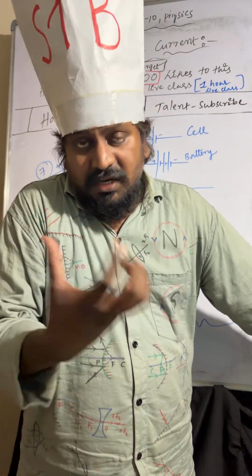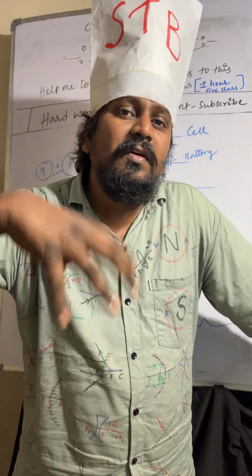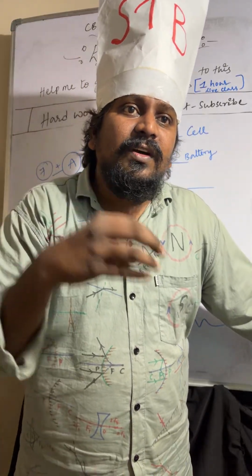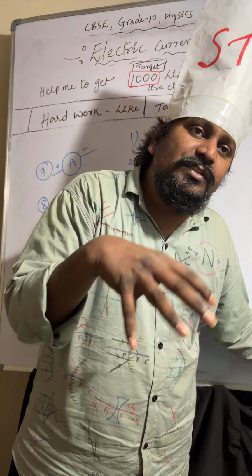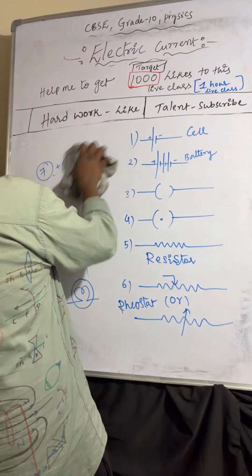And rheostat. A rheostat is a device which is used to regulate the current without changing the voltage source. I hope it is very clear. Next one.